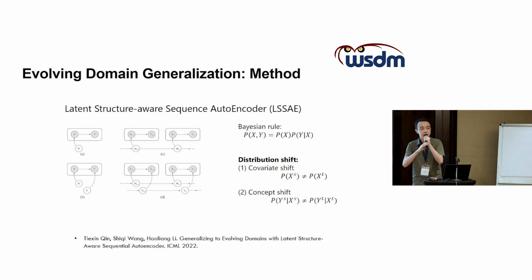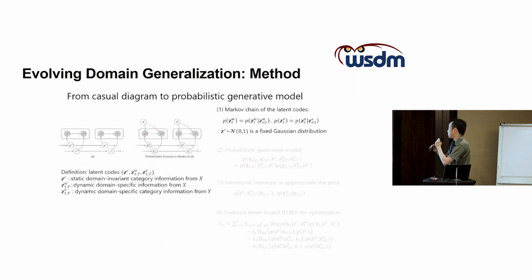So in practice, it's highly likely that our label space can also change. We call this concept shift. So how do we model this? One intuitive thing is that we are based on this evolving domain. Evolving domain refers to the case that there may exist an evolving pattern. So maybe we can think about having a mathematical model to model this kind of pattern.